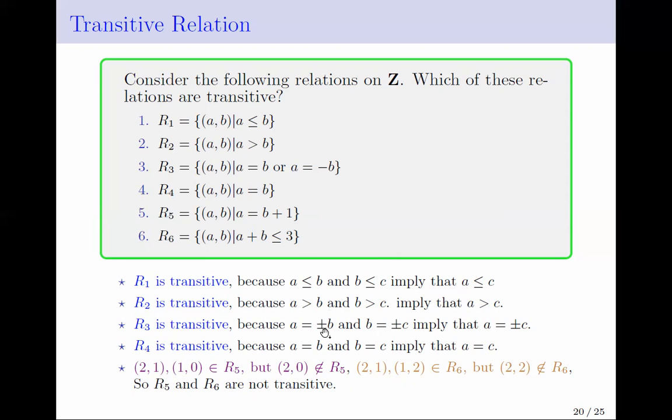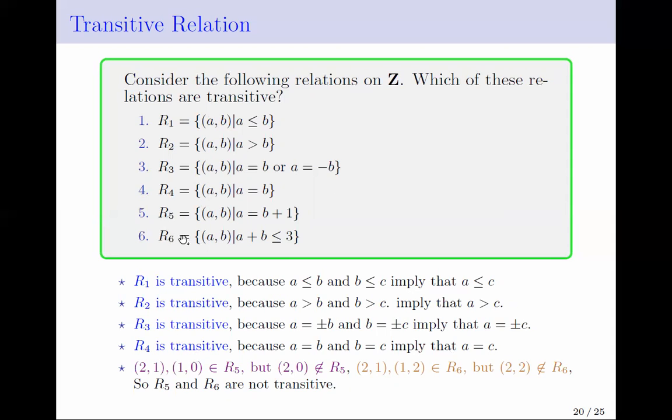R3: A equals B or A equals minus B, that is A equals plus or minus B. Therefore, if A equals plus or minus B and B equals plus or minus C, we have A equals plus or minus C. Therefore, R3 is also transitive. R4: A equals B. Clearly, it is transitive since A equals B and B equals C implies A equals C.